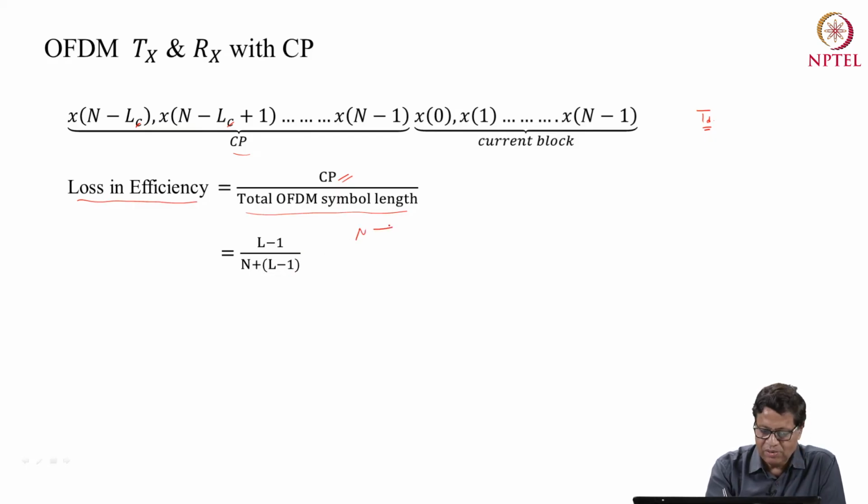As N tends to infinity, this loss is actually 0. But we cannot make N infinity, because if you make N infinity, that means there are many symbols which have to be collected at the receiver before they can be decoded. So basically the time for decoding increases, and the overall system becomes slow. That is why N cannot be made very high. So there has to be a compromise on the decoding delay. There is a trade-off between N and decoding delay.